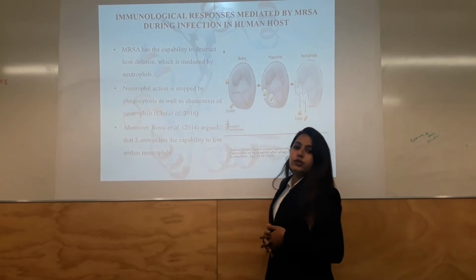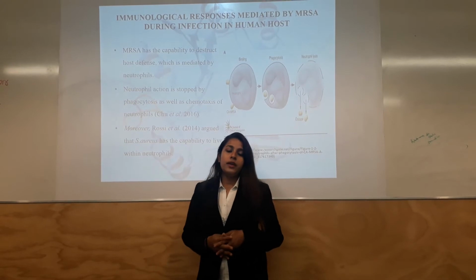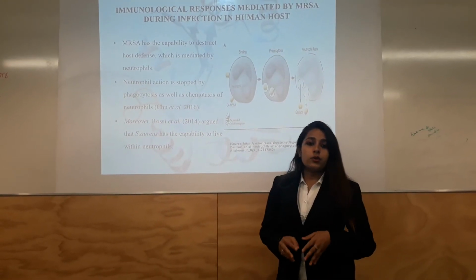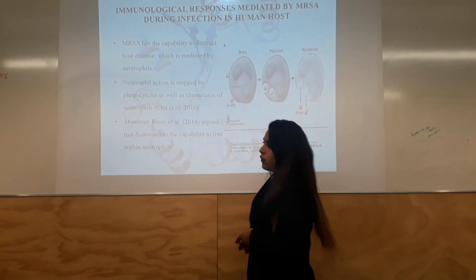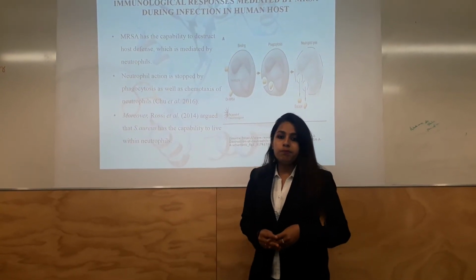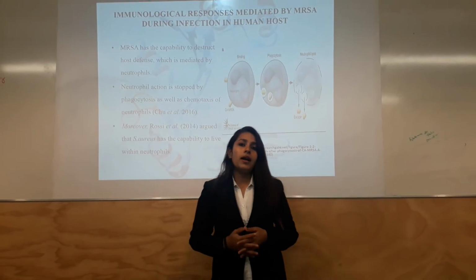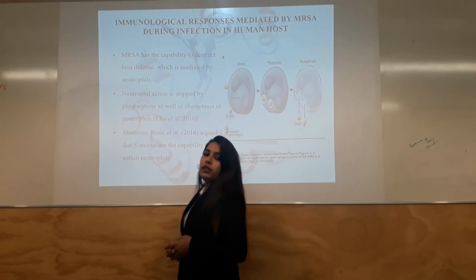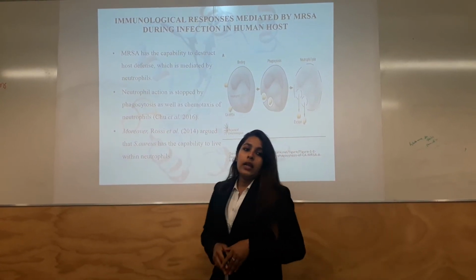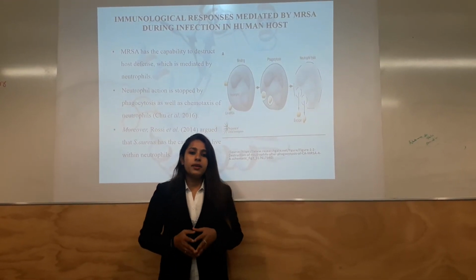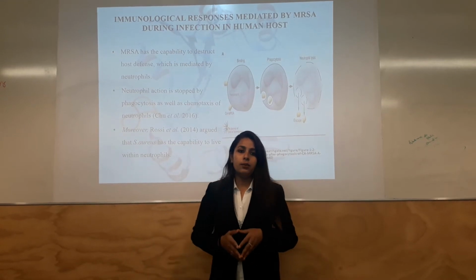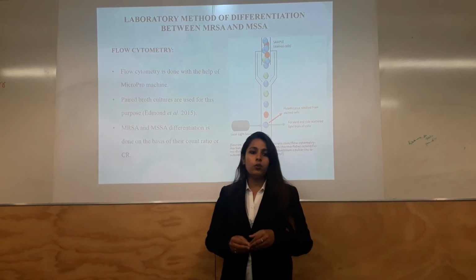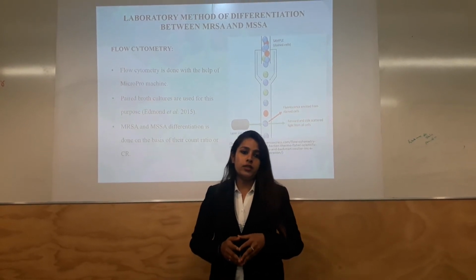MRSA has the capability to destroy host defense which is mediated by neutrophils. Neutrophil action is stopped through phagocytosis as well as chemotaxis of the neutrophils. Moreover, it is argued by some researchers that Staphylococcus aureus has the capability to live within the neutrophils. It can be seen that the MRSA bacteria have the capability to evade innate immunity against neutrophils. This enables them to infect the human host by inactivating neutrophils.